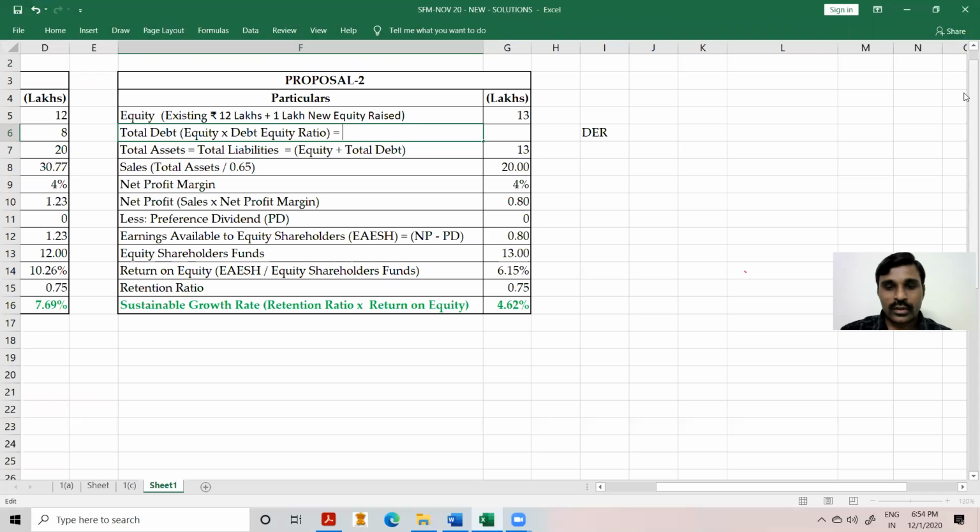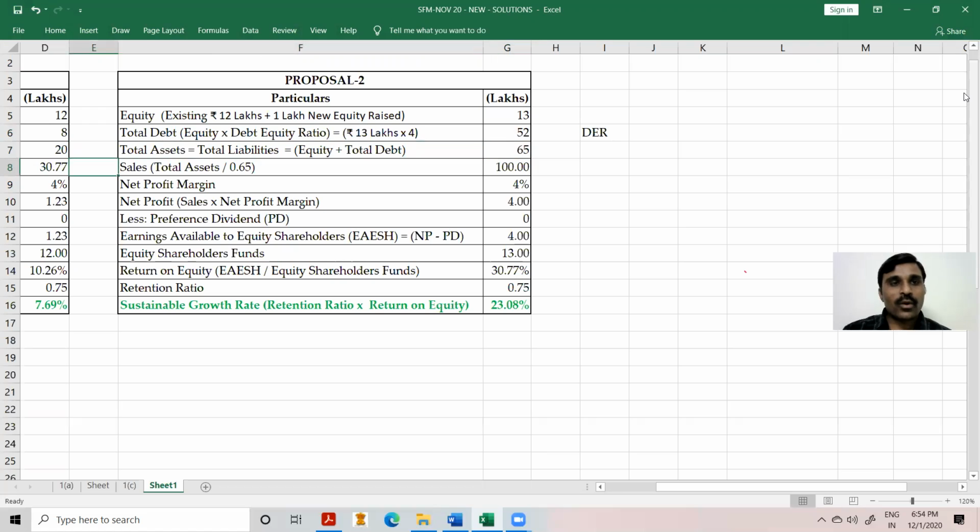That is equal to 13 lakhs into 4, which is 52 lakhs. I'll get 65 lakhs as the total.